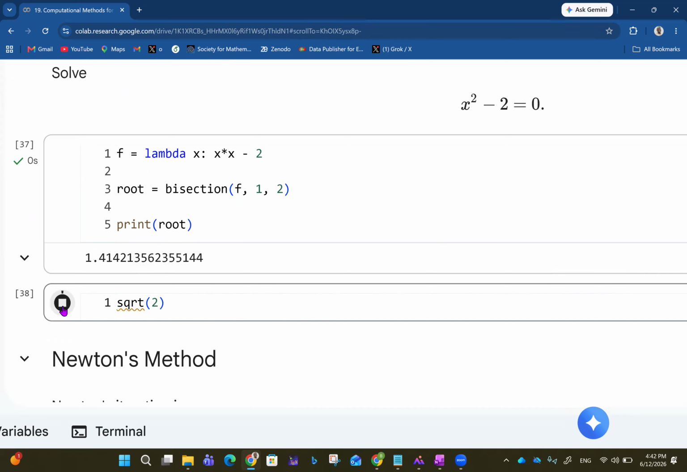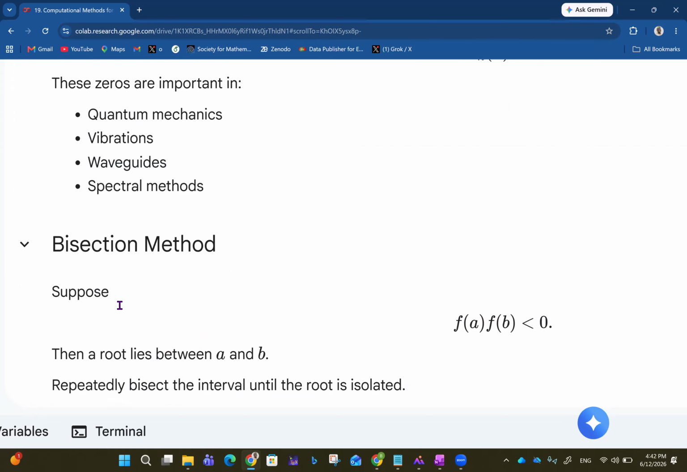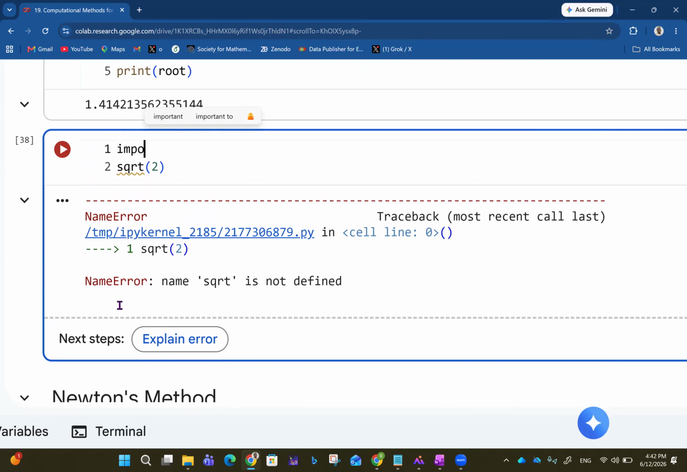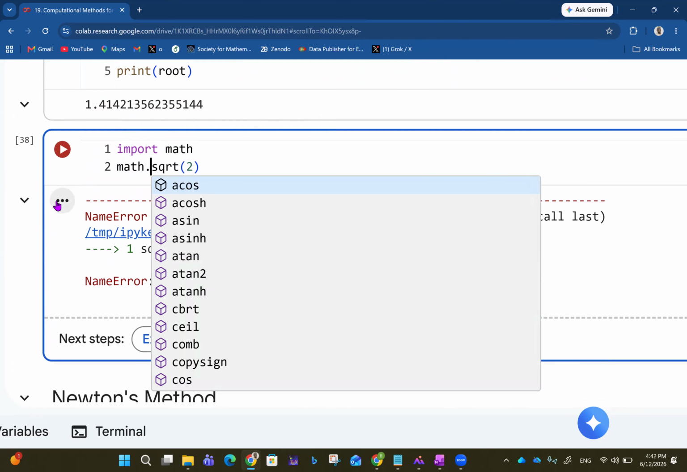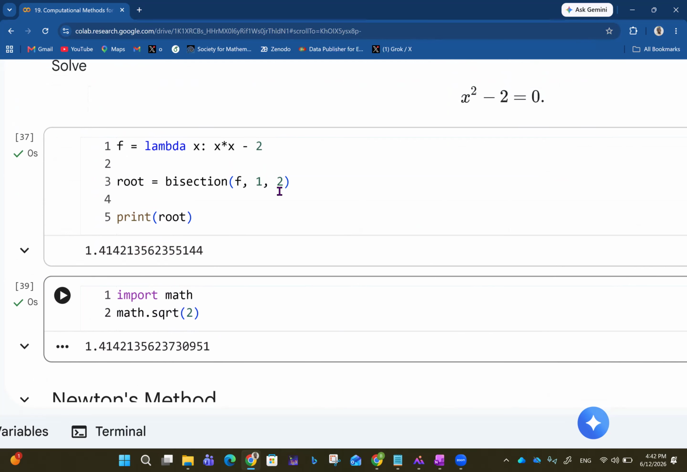I know this may not work. I may need to do some other things. I have to import math. It's only from math that I can get the square root. So math.sqrt now, then I can go. So you see that's 1.41421356. So you see a bit of difference. They stop looking alike after the second or third decimal place. So if I increase the tolerance limit, for instance, maybe I can get something more accurate.